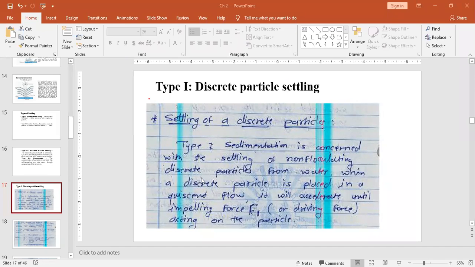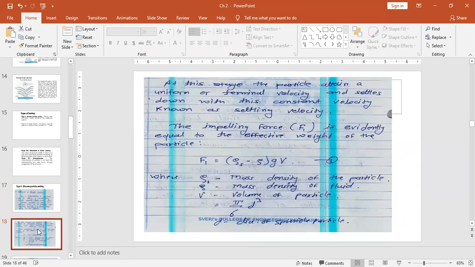So continue this. Type 1 settling is concerned with the settling of non-flocculent discrete particles from water. When a discrete particle is placed in a quiescent fluid, it will accelerate until the impelling force F1 acting on the particle is equal to the drag force. At this stage, the particle attains a uniform or terminal velocity and settles down with this constant velocity, known as the settling velocity.